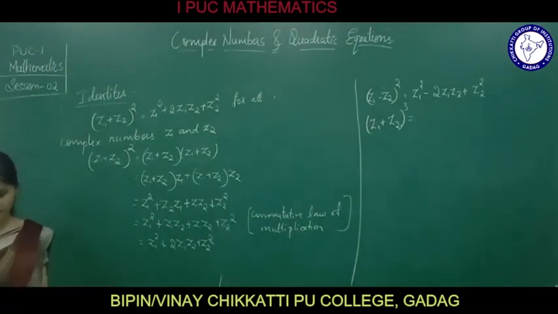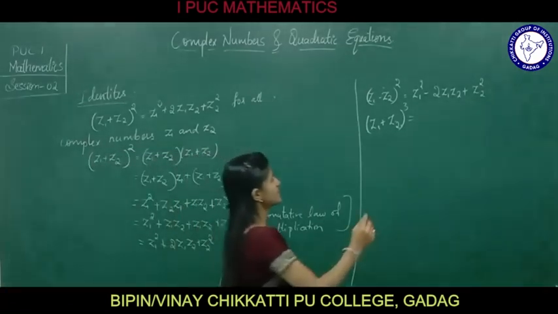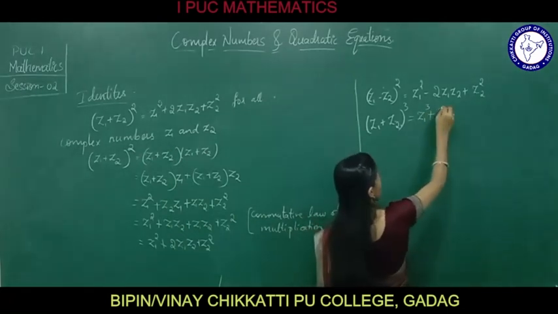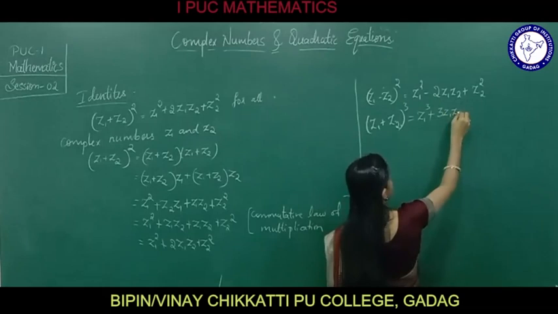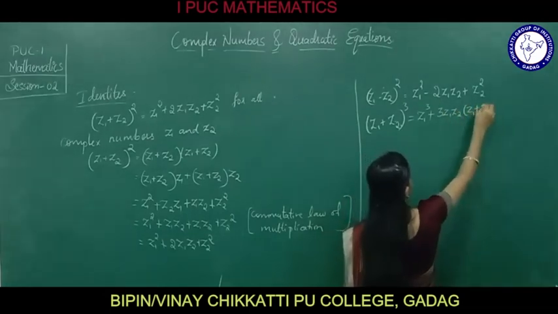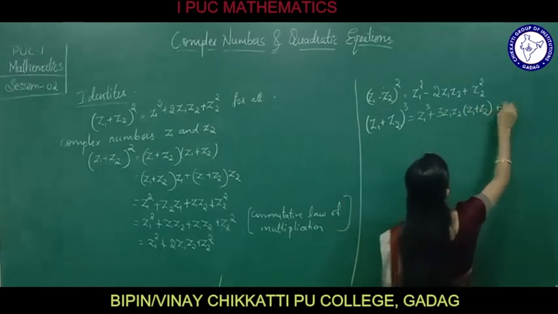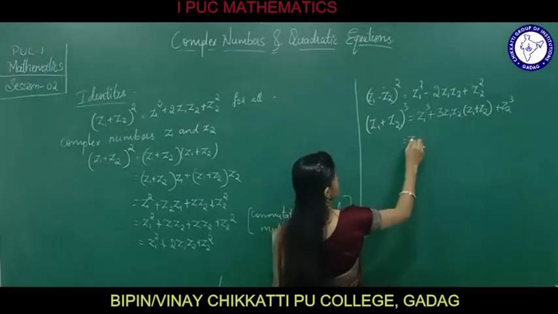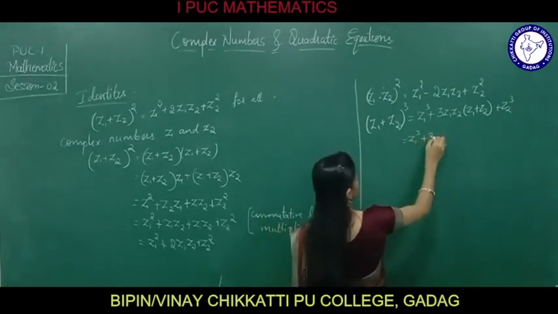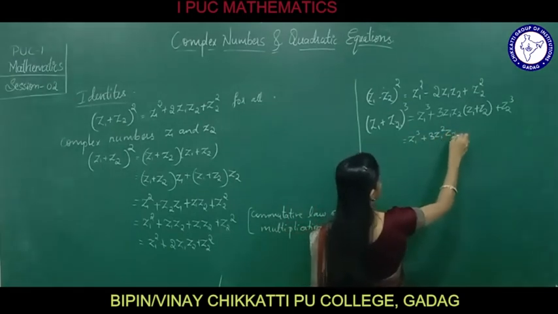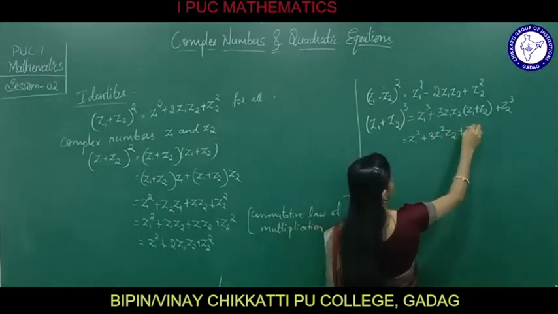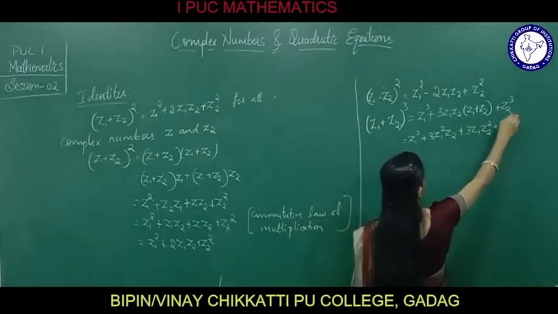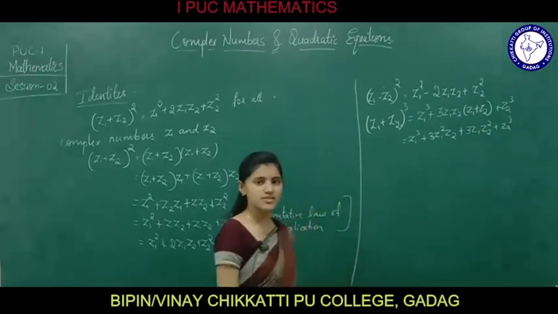That is (z1 + z2) cube. How can we write this? This can be written as z1 cube plus 3 times z1 into z2 into (z1 + z2) plus z2 cube. This can be written as z1 cube plus 3 times z1 square into z2 plus 3 times z1 into z2 square plus z2 cube. This is about (z1 + z2) whole cube.